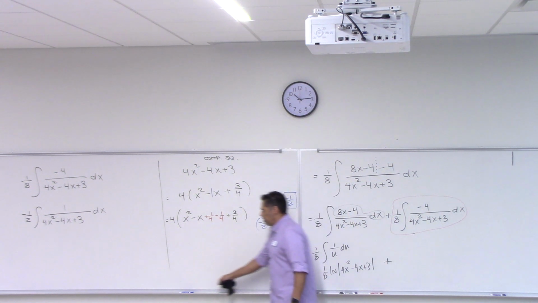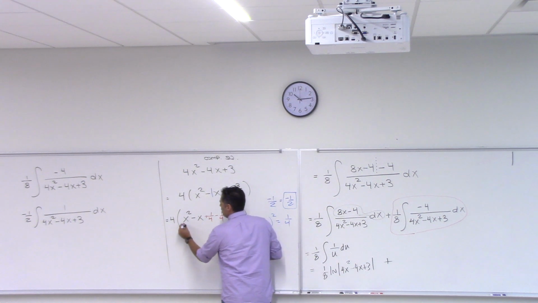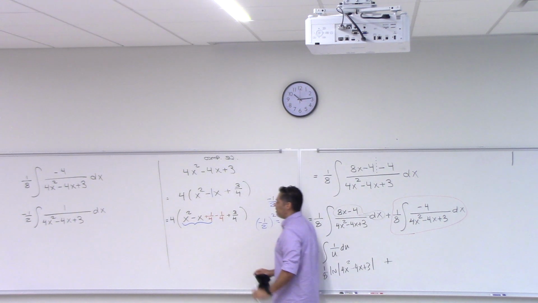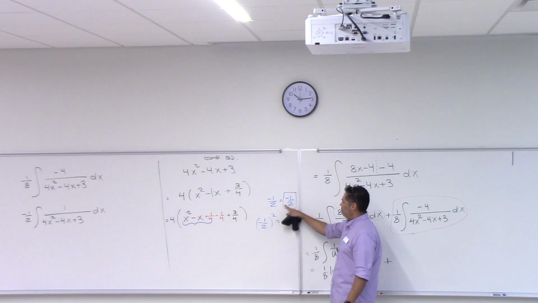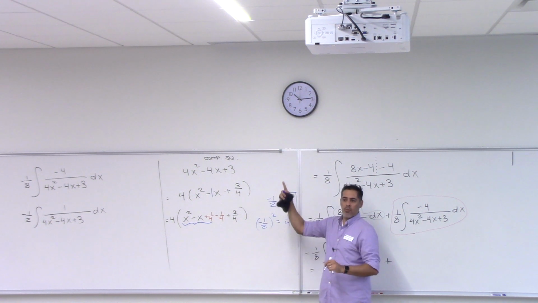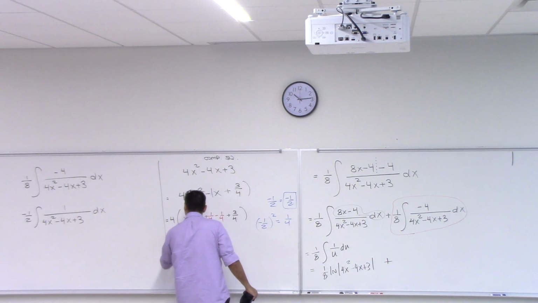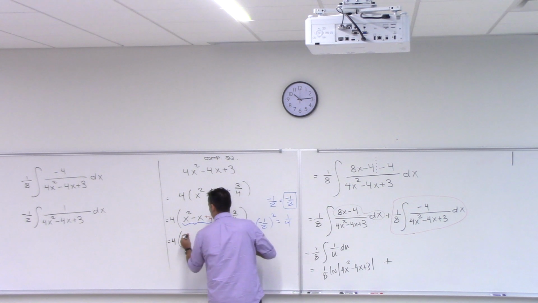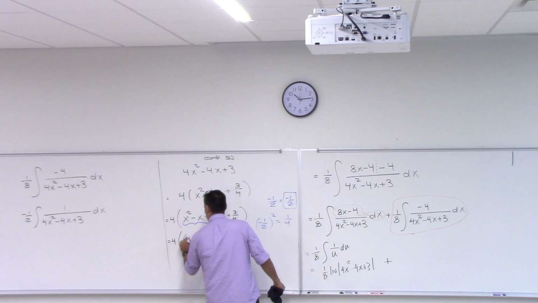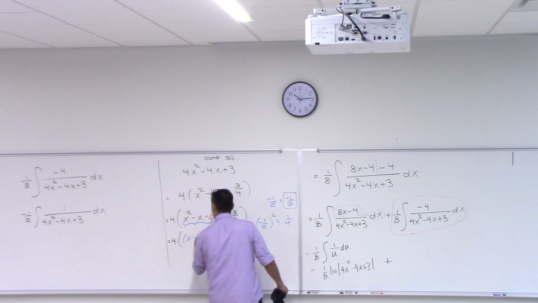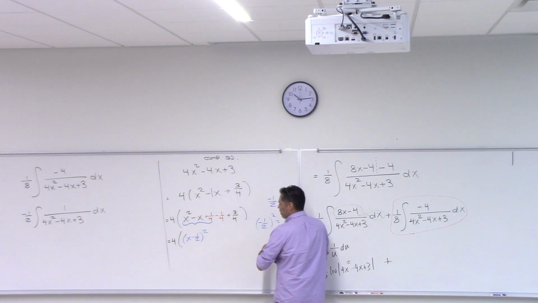When you do this, if you do it right, you're guaranteed that the first 3 terms are going to factor to be x minus 1/2, that quantity squared. So I'll have 4 parenthesis, then another parenthesis, x minus 1/2 squared. That takes care of those first 3 terms right here.